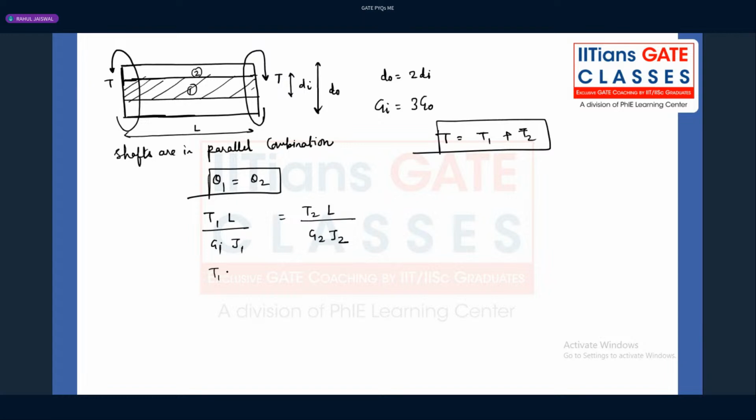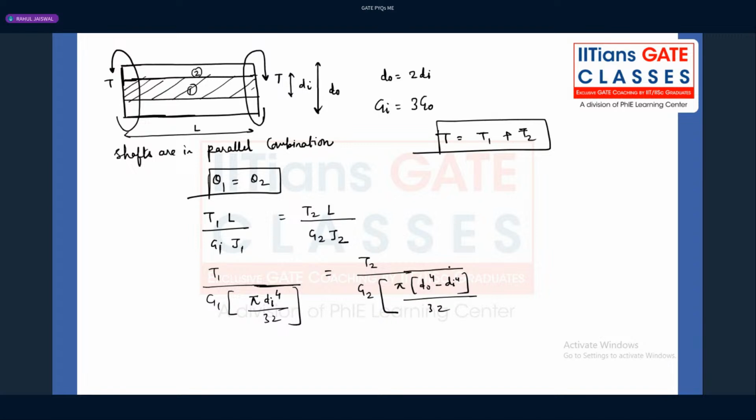Here, L will cancel out, so I'm not writing it. Let's take G1 as it is. What is J1, guys? The polar moment of inertia for the solid shaft will be pi di to the power 4 divided by 32. That you need to remember. What is T2 divided by G2 J2? For the hollow shaft, it's very simple: pi times D naught to the power 4 minus di to the power 4, divided by 32.